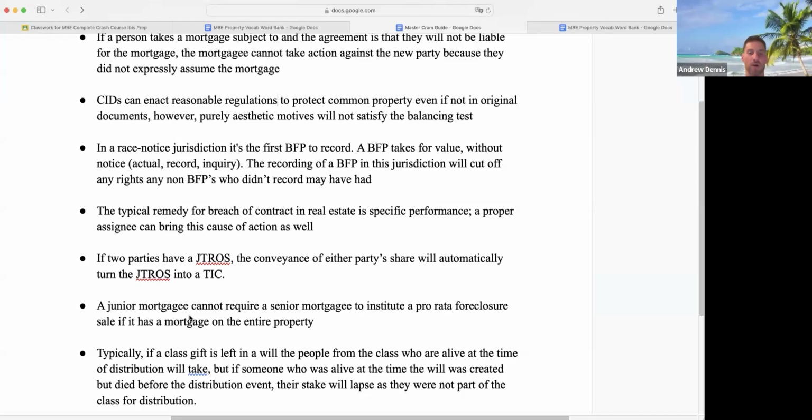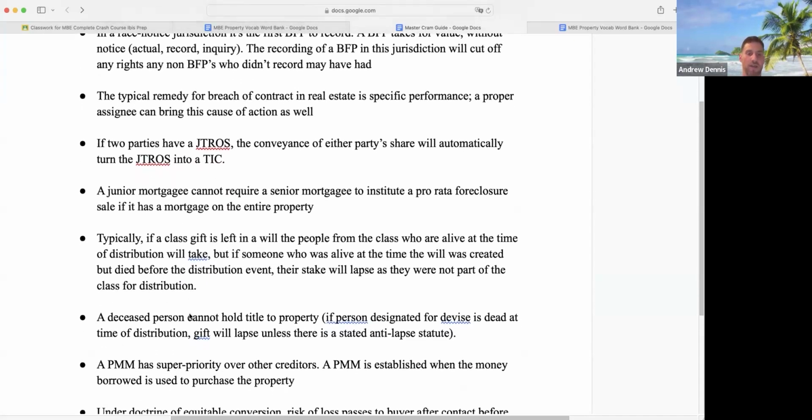If two parties have a JTROS, the conveyance of either party's share will automatically turn the JTROS into a TIC. So look for that fact pattern where there's a JTROS, one party conveys, and then they convey it back to that party. Well, the first conveyance split the JTROS into a TIC, so now it'll be divisible by intestacy or will, not via inheritance. Also remember that a JTROS, right of survivorship, will prevail over a will. So if Tommy and Johnny have a JTROS, but Tommy left his interest in the property to Kimmy in his will, Johnny will get the property over Kimmy because the right of survivorship will prevail over the will.